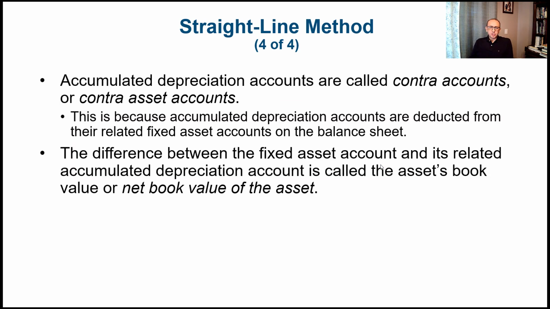Accumulated depreciation accounts are called contra asset accounts, or contra accounts to simplify, but to be more specific, it's a contra asset account because it belongs to the asset side. It's on the balance sheet, but with a negative value. It's an opposite nature, so it has a credit nature. All assets have a debit nature, but since this is a contra, it's going to have a credit nature. This is because accumulated depreciation accounts are deducted from their related fixed asset accounts on the balance sheet.